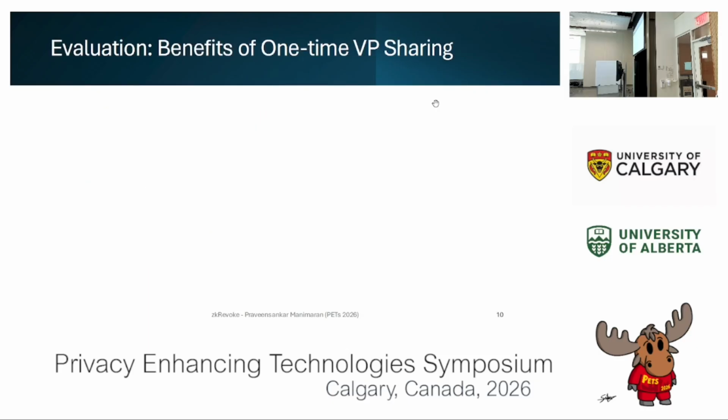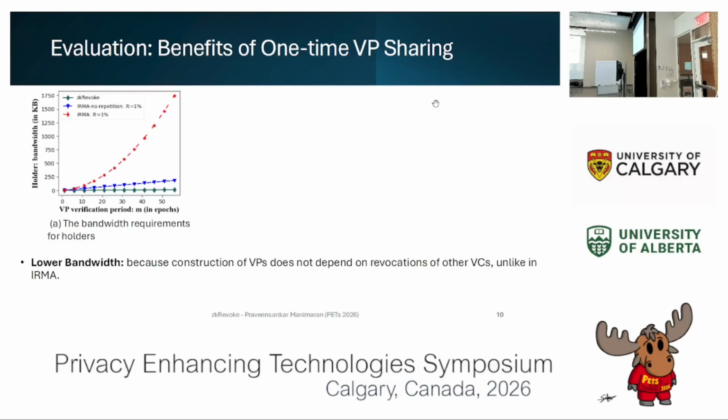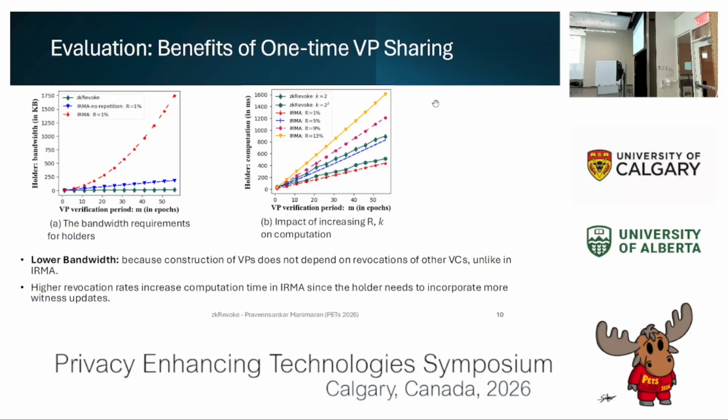Let me briefly present one objective in the evaluation, whereas in the paper we have a detailed evaluation. Here we compare zkRevoke against IRMA, an accumulator-based protocol. zkRevoke achieves lower bandwidth than IRMA because of the issue with accumulators that construction of VPs requires information about other VCs. When it comes to computation cost, IRMA is generally faster than zkRevoke, but as more VCs are revoked, IRMA starts to become slower. So even for computation, zkRevoke performs better than IRMA.